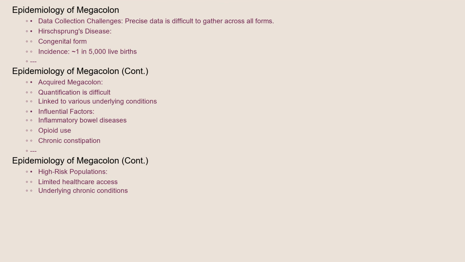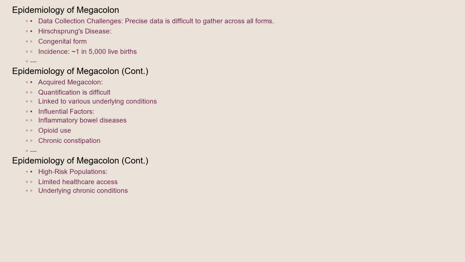While precise epidemiological data for all forms of megacolon is challenging to gather, we do know some specifics. Hirschsprung's disease, the congenital form, occurs in approximately 1 in 5,000 live births. Acquired megacolon is more difficult to quantify as it's linked to various underlying conditions. The prevalence of inflammatory bowel diseases, opioid use, and chronic constipation play a significant role in the incidence of acquired cases. Certain populations, particularly those with limited access to healthcare or those with underlying chronic conditions, may be at higher risk.